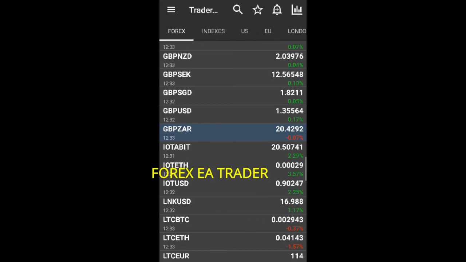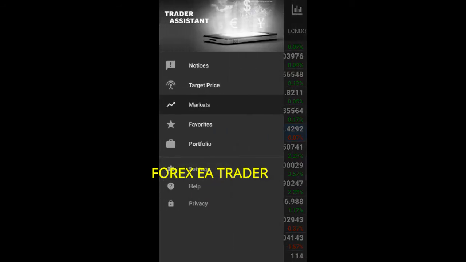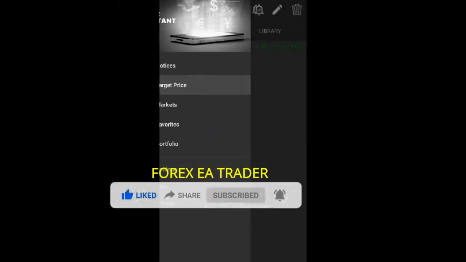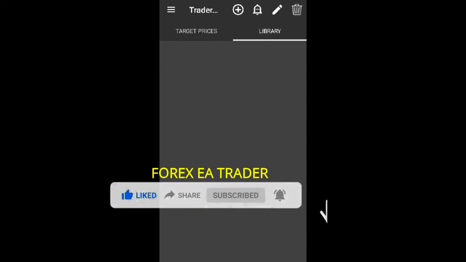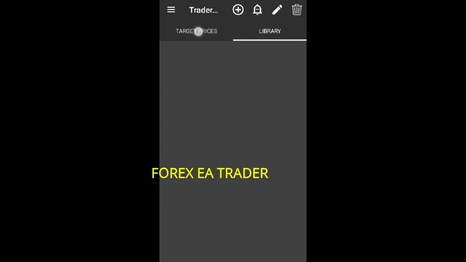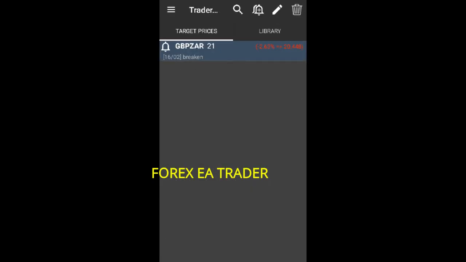So we can actually go this way to see our target prices. So here you can see a list of the alerts that you have that are still active. In the library, you can see the alerts that came and that went away. And you can still come here and edit things. That's the beauty of this thing.